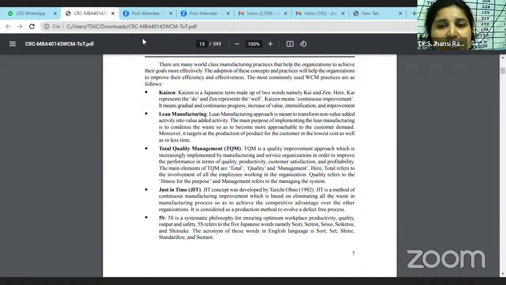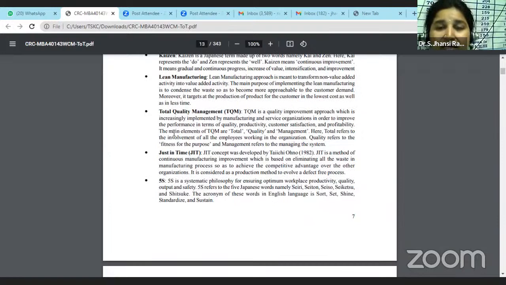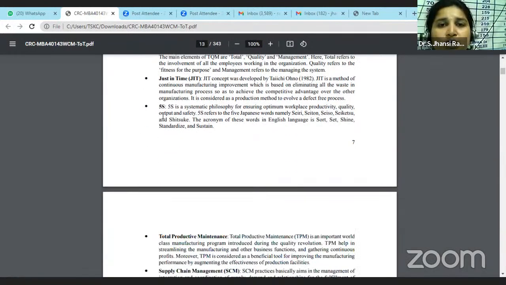Total quality management is a quality improvement approach which is increasingly implemented by manufacturing and service organizations. It is to improve performance in terms of quality, productivity, customer satisfaction, and profitability. The main element of total quality management is total, which means the overall organization. Quality will be checked and also managed. Hence it refers to the involvement of all employees working in the organization, and it refers to fitness for the purpose. So total quality management will check fitness for the purpose, and management refers to managing the system.